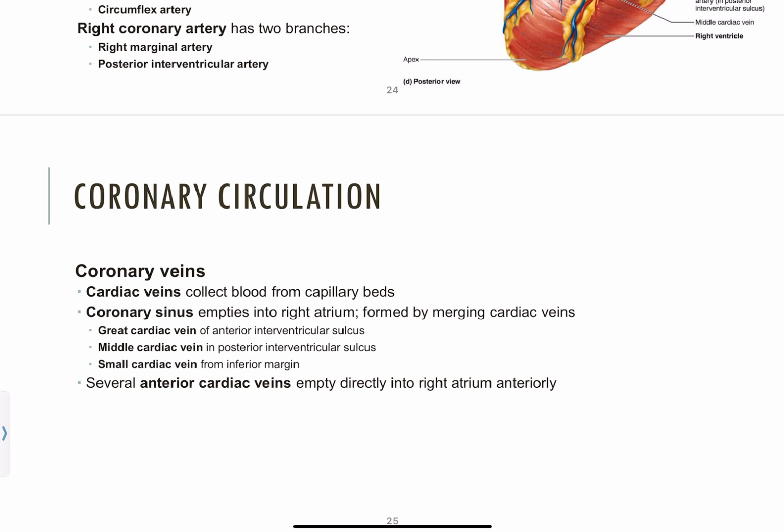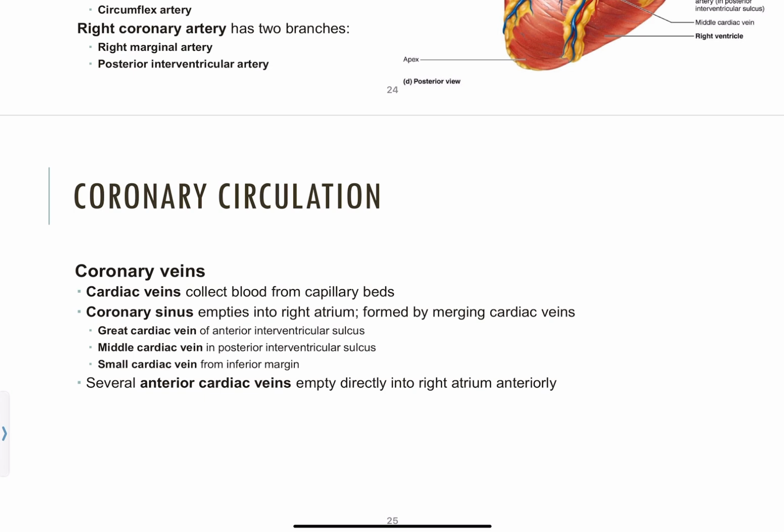So venous blood from the myocardium is going to be collected by cardiac veins, and these are going to empty into the coronary sinus, which we mentioned is one of our sources of low-level oxygenated blood that is draining into the right atrium. The major veins include the great, middle, and small cardiac veins, and there's also an additional anterior cardiac vein that's draining directly into the right atrium.